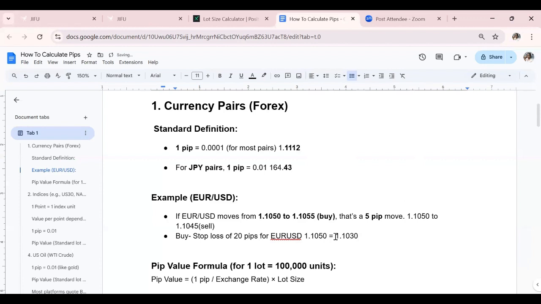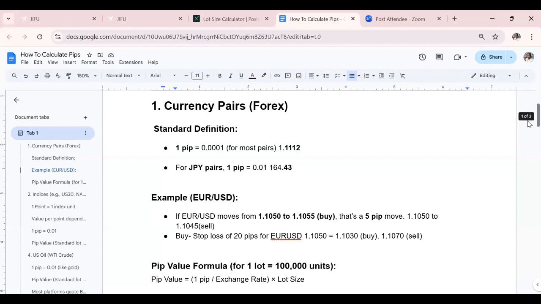Your stop loss is going to be at 1.1030. Fantastic. If you're selling from 1.1050, then your stop loss at 20 pips will be 1.1070. That's if you're selling. So it is very simple and straightforward to calculate pip movement.